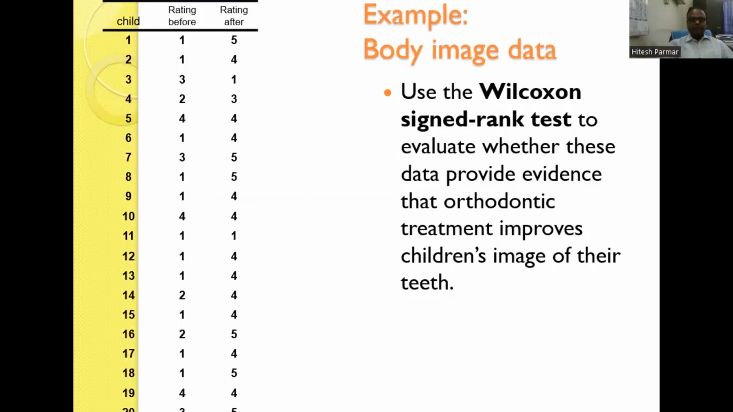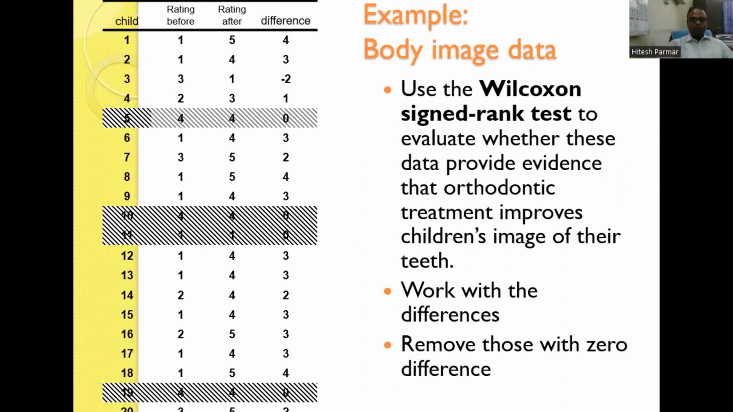For the same example, let us consider the before and after data. Now we calculate the differences between the before and after. So what is the difference? Suppose 5 minus 1, so 4, 4 minus 1, so 3, like this. Now what it is doing is that the same observations, 4, 4, 1, 1, like this, have been removed.